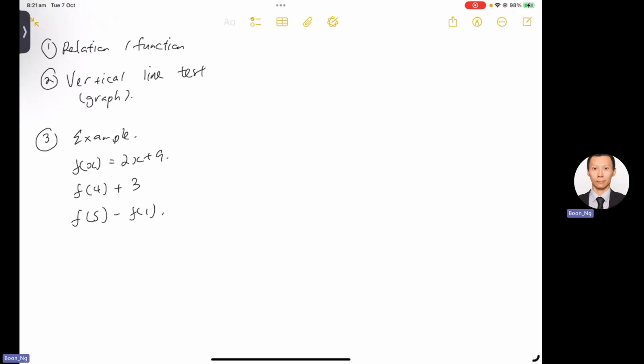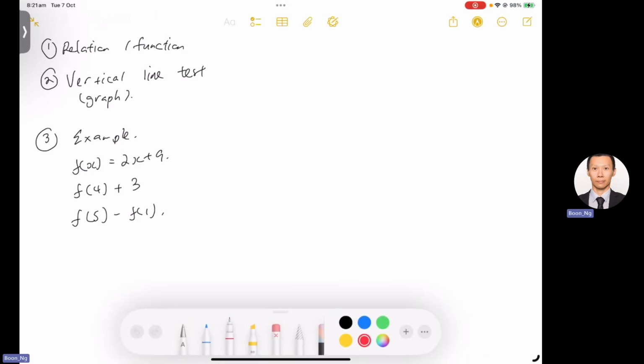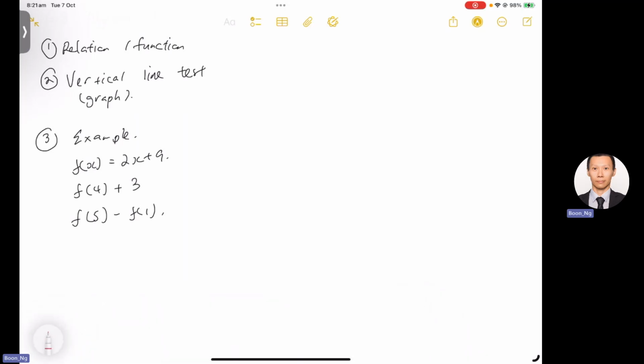Hello, everybody. Today we will be learning two key points. Key point number one is we're going to learn how to differentiate between a relation and a function, and how to use vertical line tests to identify whether it's a relation or function on a graph. And then we will run through an example.